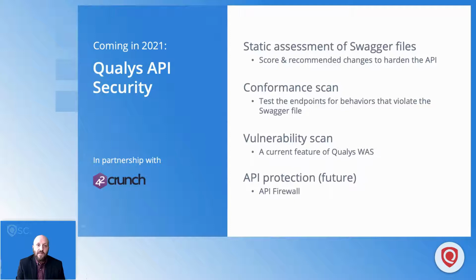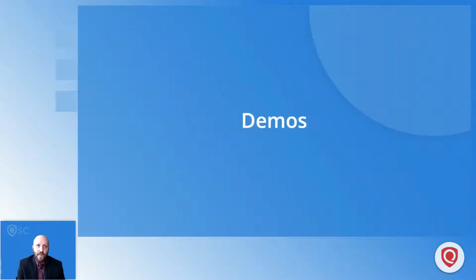Currently in Qualys WAS, as just mentioned, we can scan your APIs. We'll just be moving that functionality over to the API security module. And there will be a fourth item in the future, just to give it a brief mention. We also will be developing an API firewall to provide that runtime protection for your APIs. Now, let's take a look at a few demos of the new API security module and how Qualys WAS can assist you by scanning your APIs today.